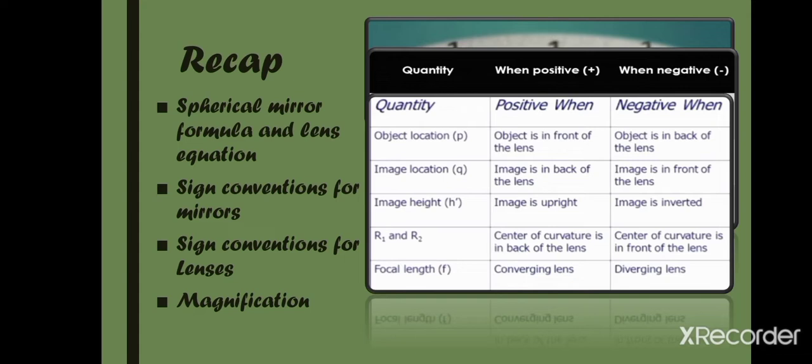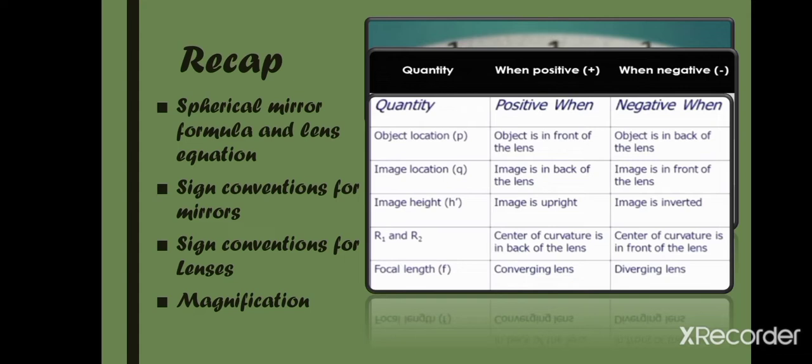These are really very important, and you have to remember them. You must remember where you have to use the negative sign and where you have to use the positive sign, and which lens or which mirror has positive focal length or negative focal length, and so on.